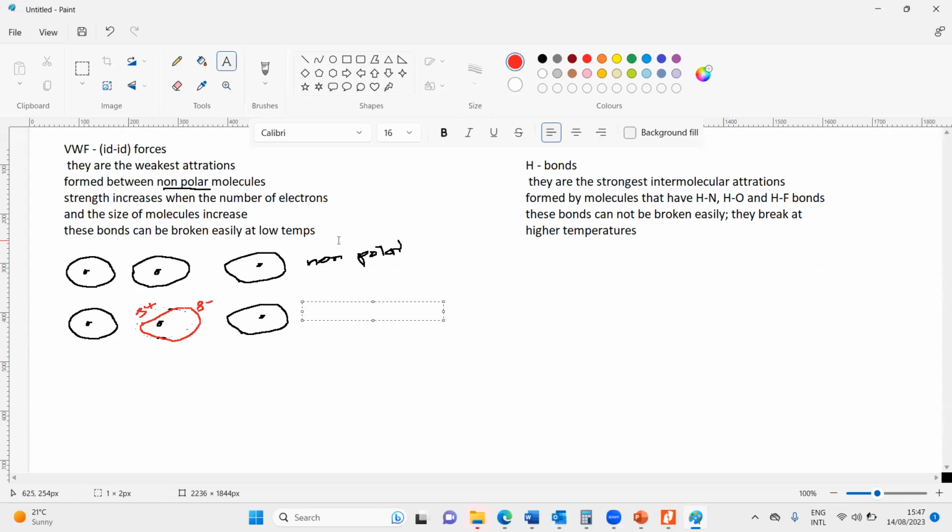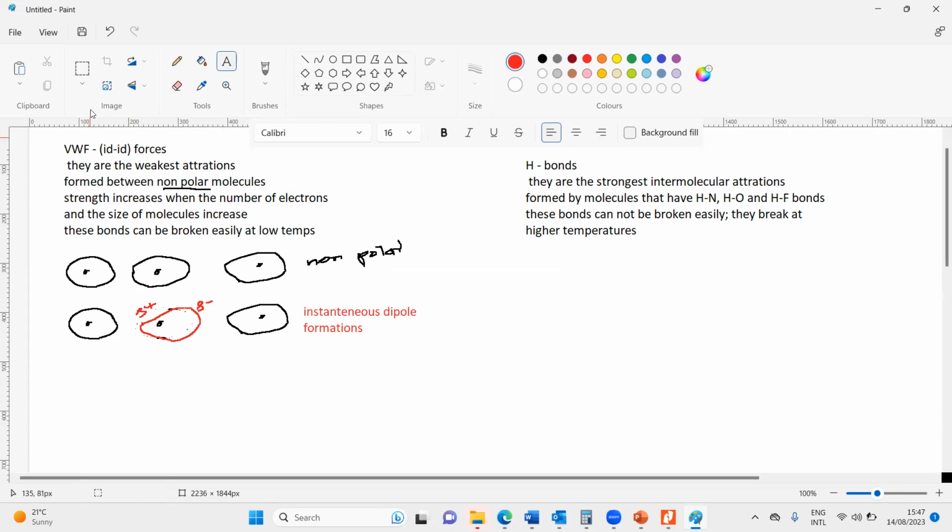So what I have shown here is instantaneous dipole formation. No one does it. It happens instantly. Instantaneous dipole formation.